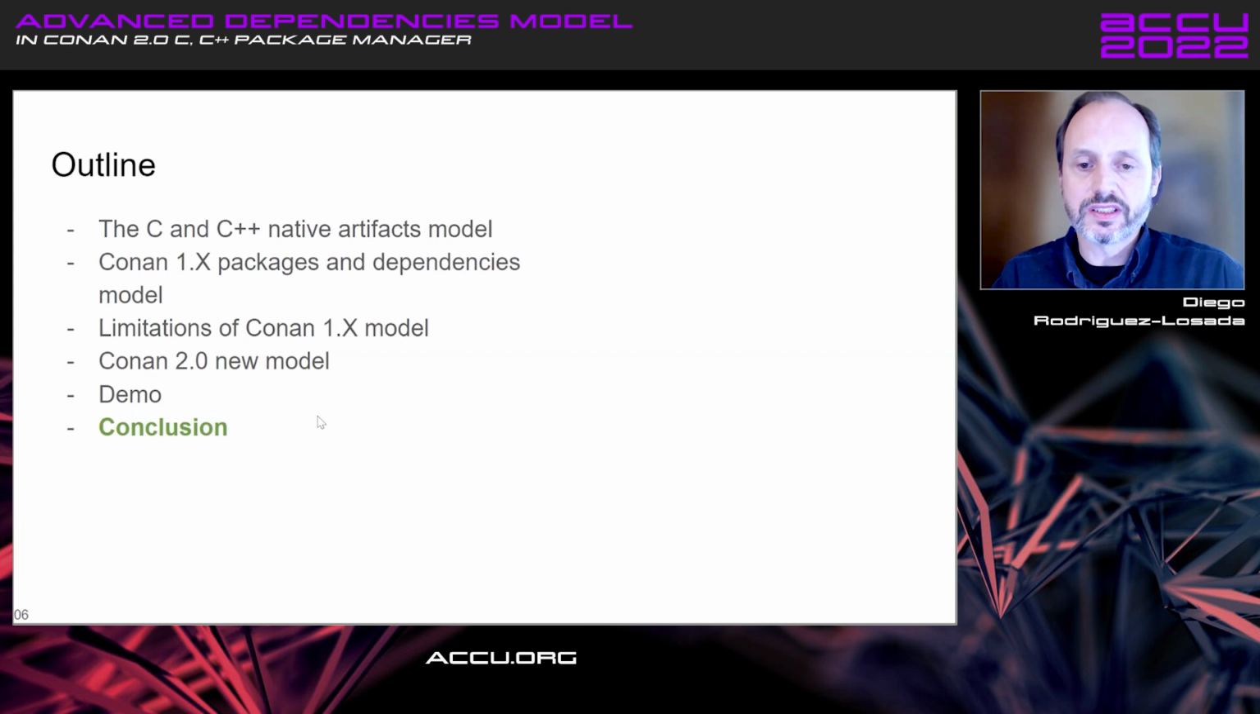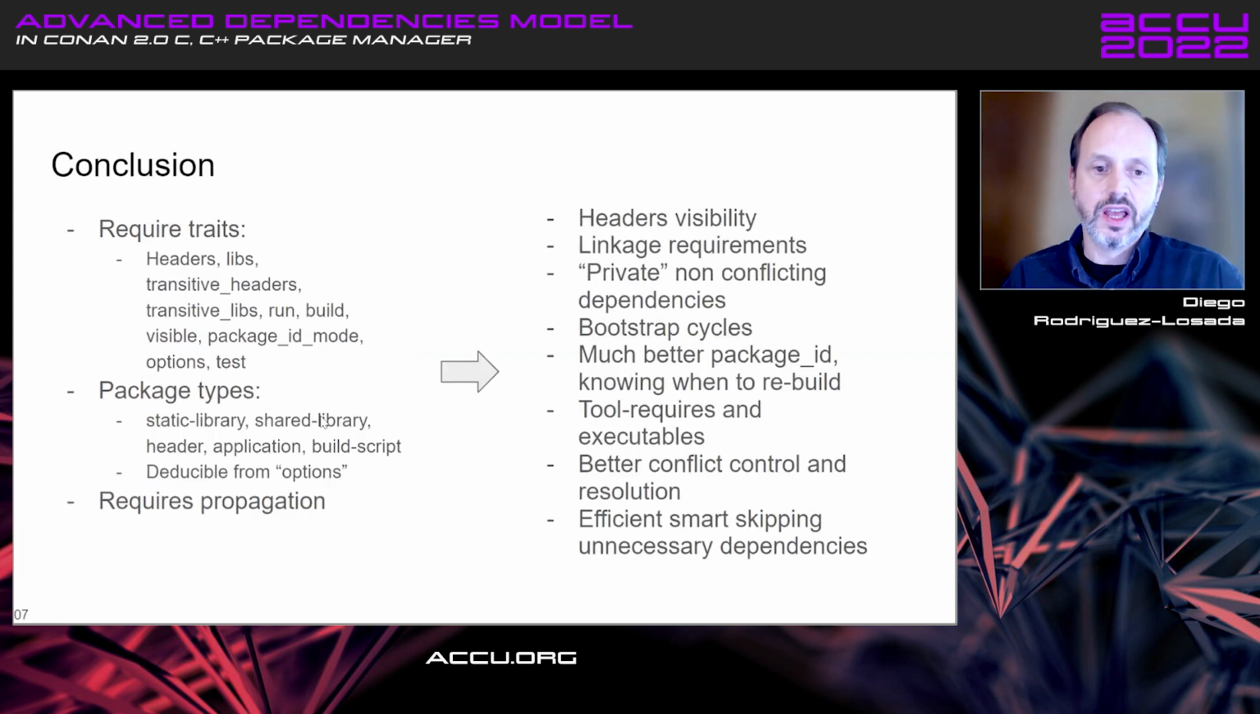Okay, let's jump to the conclusions. So Conan 2 has defined a very powerful mechanism. Its base is built on three things. First, the requirement traits. We have seen a bunch of them: headers, library, transitivity, visibility, build, run, and so on. There are others, by the way. There is the test one that I haven't talked about. There is the options. For the first time, you can explicitly tell, hey, this package here has these options. Okay. That wasn't possible in Conan 1.